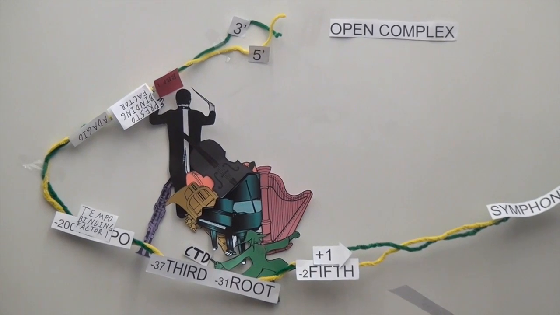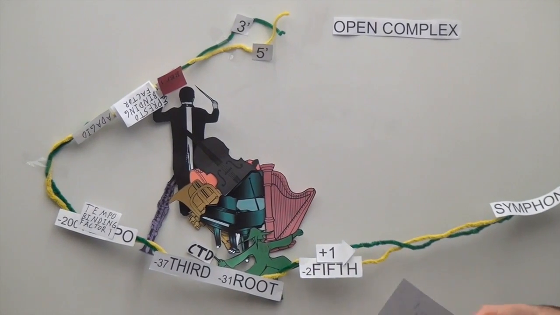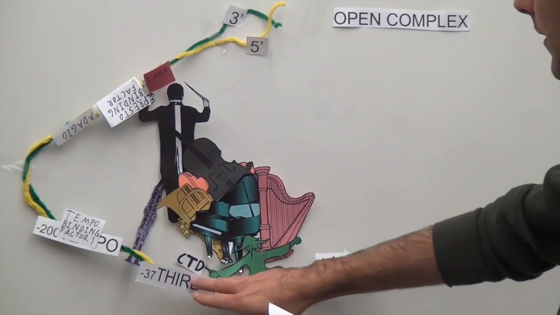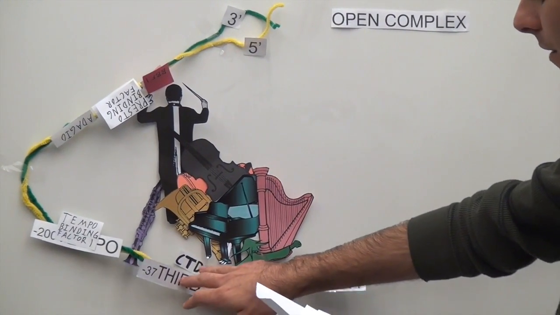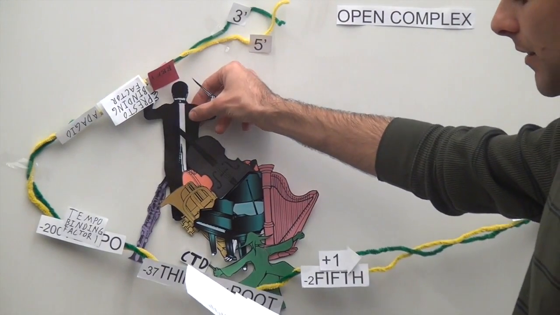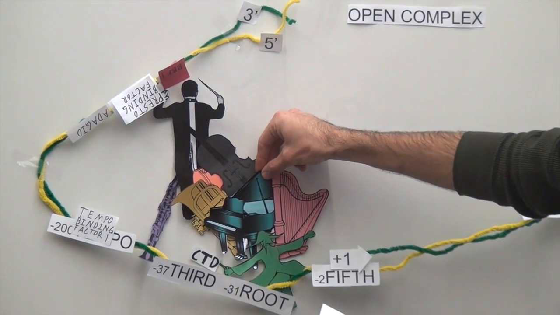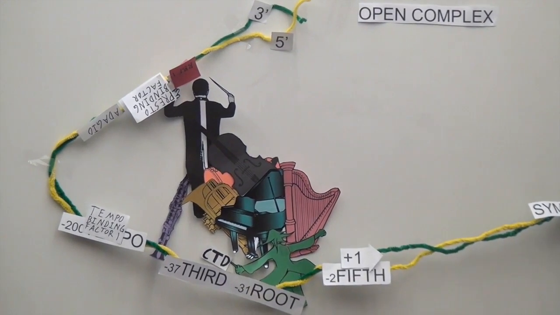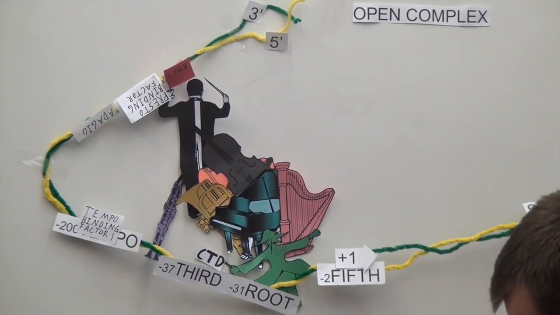And for transcription to occur, we have to have a phosphorylated C-terminal domain of our concertmaster, also via the conductor, bringing the piano with its kinase activity in close proximity with the C-terminal domain.